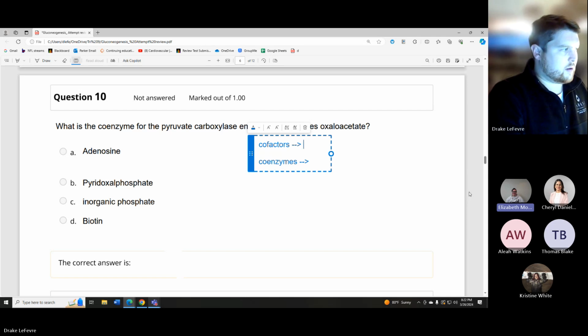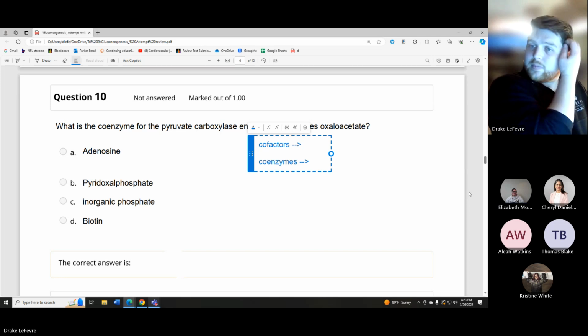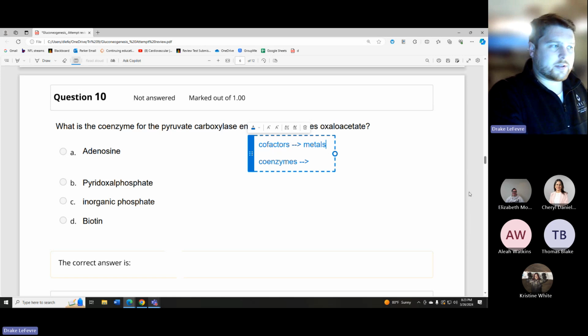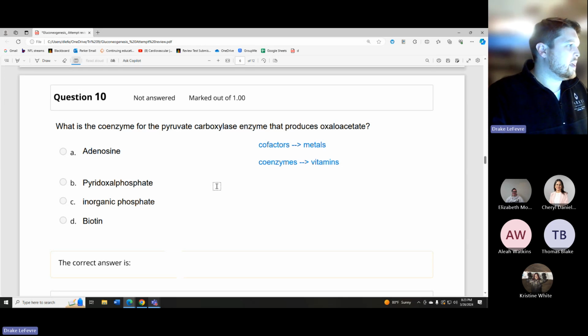Cofactors are like magnesium, like minerals. Yeah, there are minerals that are metals. So magnesium, copper, iron, sodium, potassium, calcium, all of those guys. So all of the cofactors are metals that are involved. And what are our coenzymes? Vitamins. So immediately, if we look here to the left, if we know that a coenzyme is going to be a vitamin, of these 4, which are vitamins?